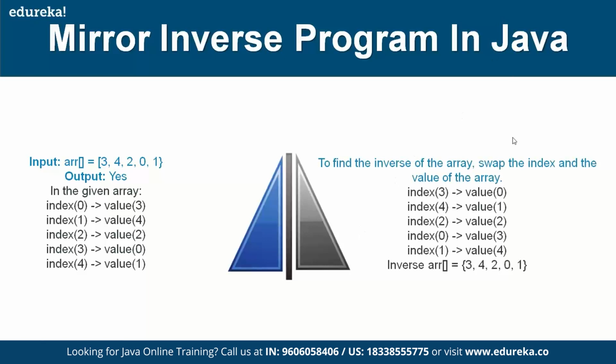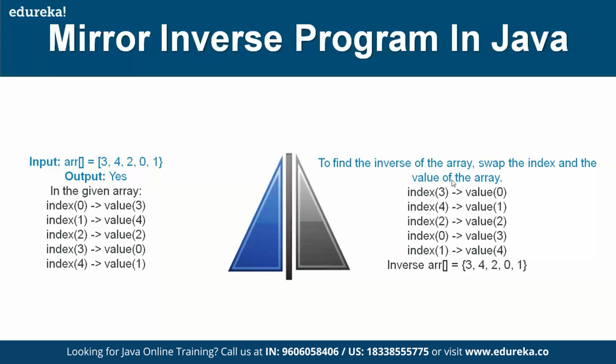To find the inverse of the array, swap the index and the value of the array. Just interchange them. In the place of index, you give the value, and in the place of value, you give the index. That is what we talk about as the mirror inverse of an array.